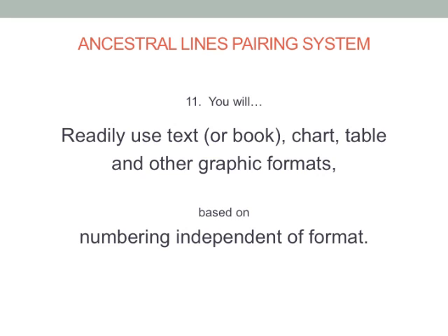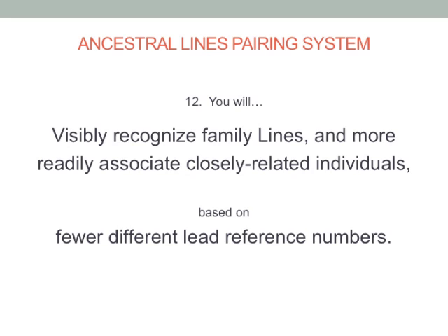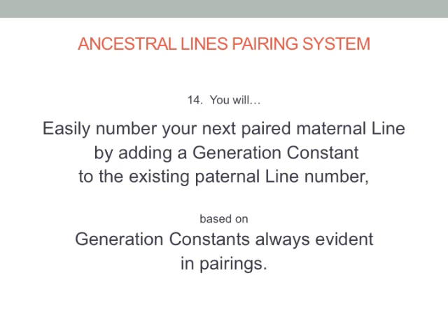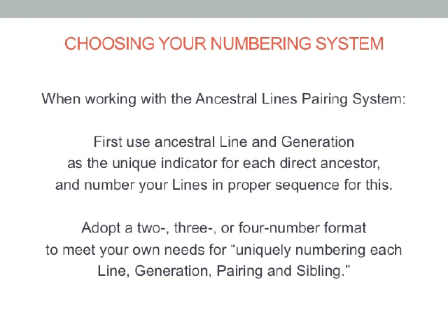The numbering will be independent of format, so you can readily use text, chart, table, and other graphical formats. And there will be fewer different lead reference numbers, so you can visibly recognize them and more readily associate closely related individuals. The system readily supports wide DNA studies, and you can use, if you want, patrilineal line 1 to represent that with the generation numbering, meaning MRCA comparability. Generation constants are evident in the pairings, and you can easily number your next paired maternal line by addition.